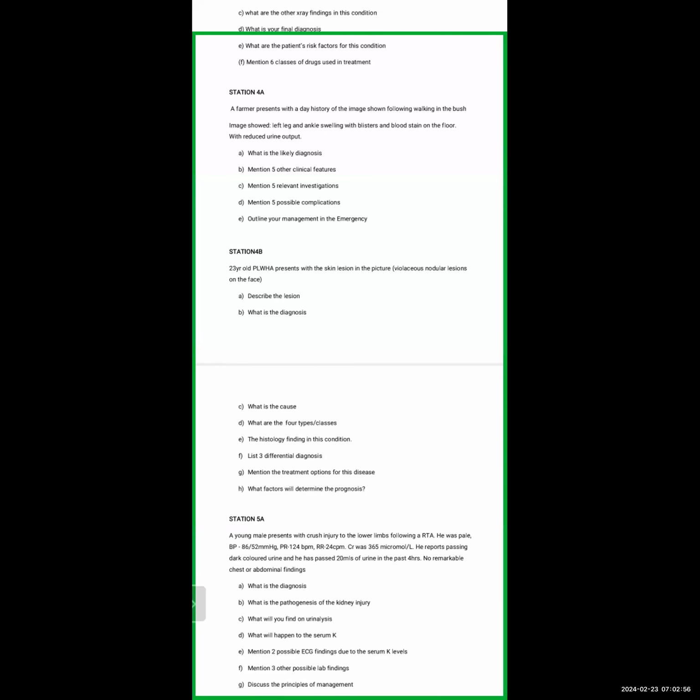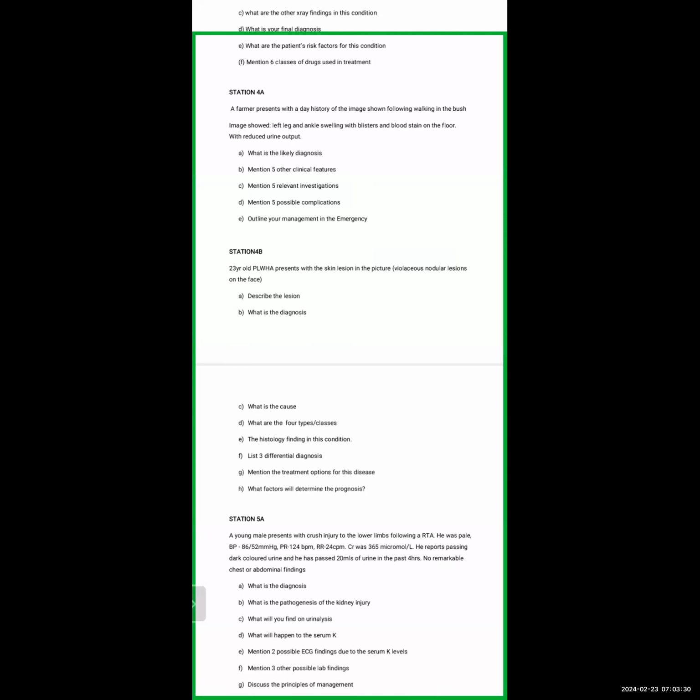You've already read the question, so I think that this patient has snake bites with possible systemic envenomation. Of course, complicated by AKI, acute kidney injury, because of the feature of reduced urine output. So that's my likely diagnosis.